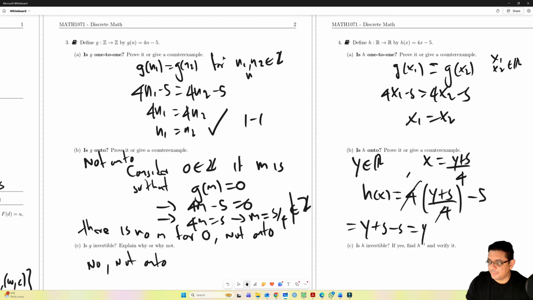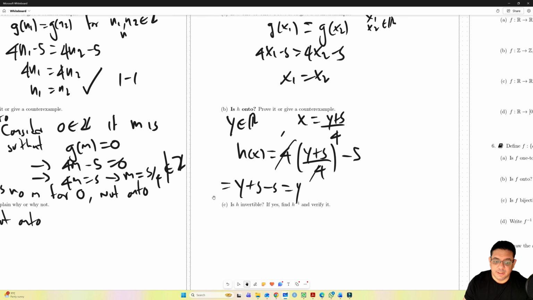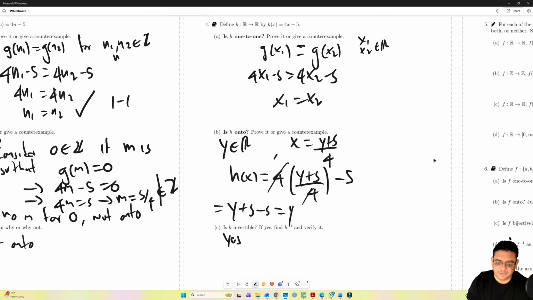And now, by the way, is h invertible? The answer is yes. And h to the minus 1 is going to be precisely this. If you're wondering how we get h to the minus 1, well, I just say, let's say y is equal to 4x minus 5. And now I'm just going to flip this and interchange x and y.